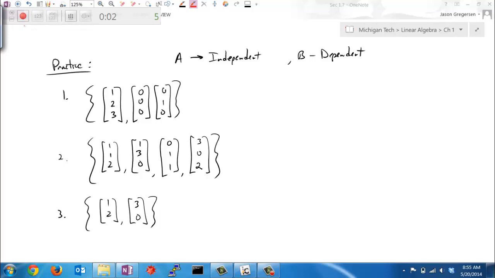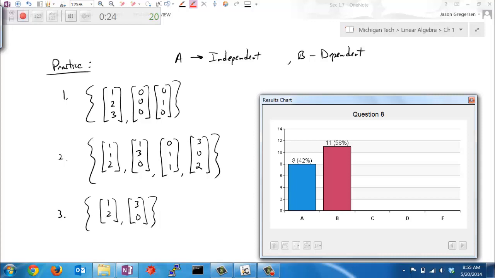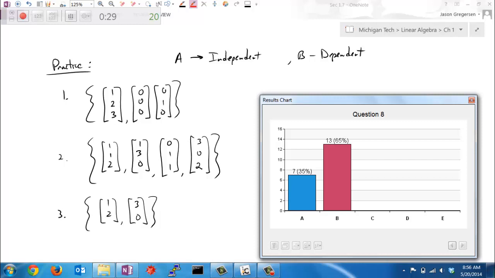Independent or dependent, this set of vectors. Kind of mixed here, right? Maybe we're doing work here. Maybe we're trying to grab this thing and try to put it in that matrix to try to row reduce. But in this case, I don't need to.